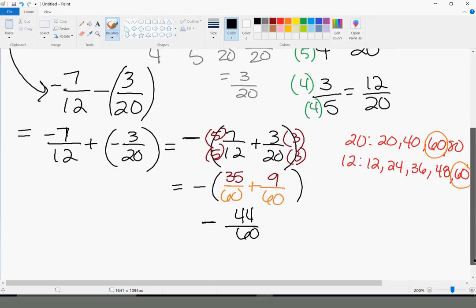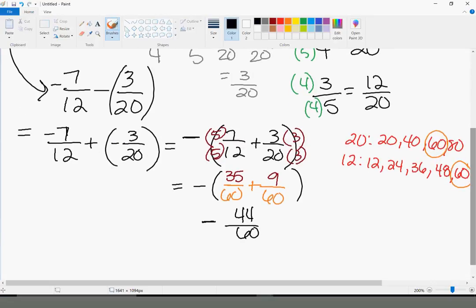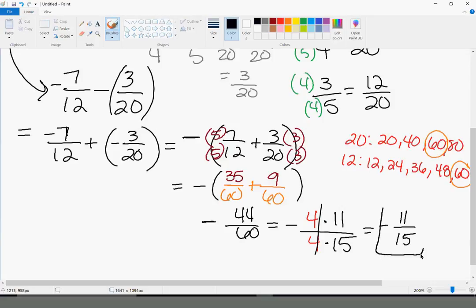But we want to always simplify this and reduce it. So I can reduce these by a common factor. Let's see, I know they are both even, so I can divide them both by 2, but I can also divide them both by 4. It's the same thing as saying 4 times 11, and it's the same thing as saying 60 is 4 times 15. So the 4's cancel out, and I just have negative 11 over 15.